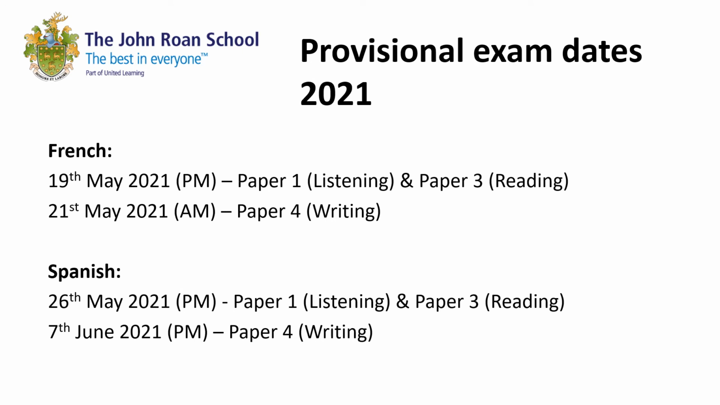The exam dates which have been provisionally released by AQA for the 2021 exams for French are the 19th of May for the listening and reading papers and the 21st of May for the writing paper. For Spanish, the listening and reading papers provisionally will take place on the 26th of May and the writing paper will take place on the 7th of June.